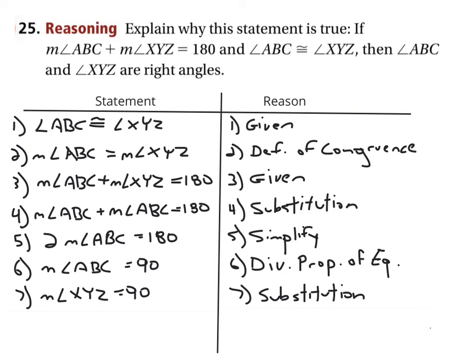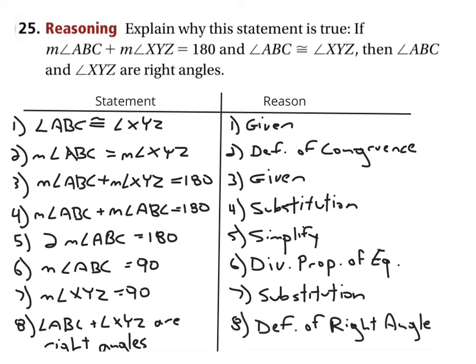And then the one last thing I'm going to do is say angle ABC and angle XYZ are right angles, which is what they asked us to prove. Remember, in the last step of your proof, you should always be making the statement that is the thing they want you to prove. Angle ABC and angle XYZ are right angles. How do we know that? Well, the definition of a right angle is that if it measures 90 degrees, then it is a right angle. So there we've proved that angle ABC and angle XYZ are right angles.